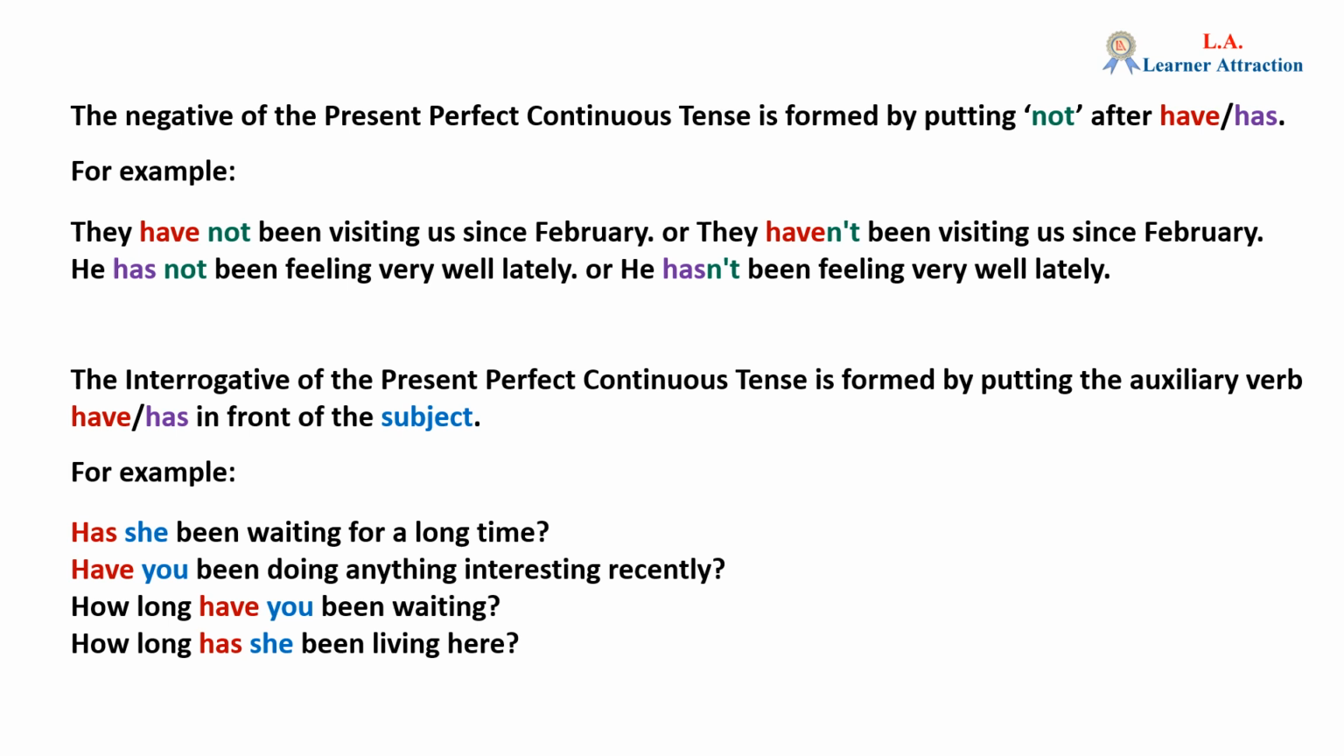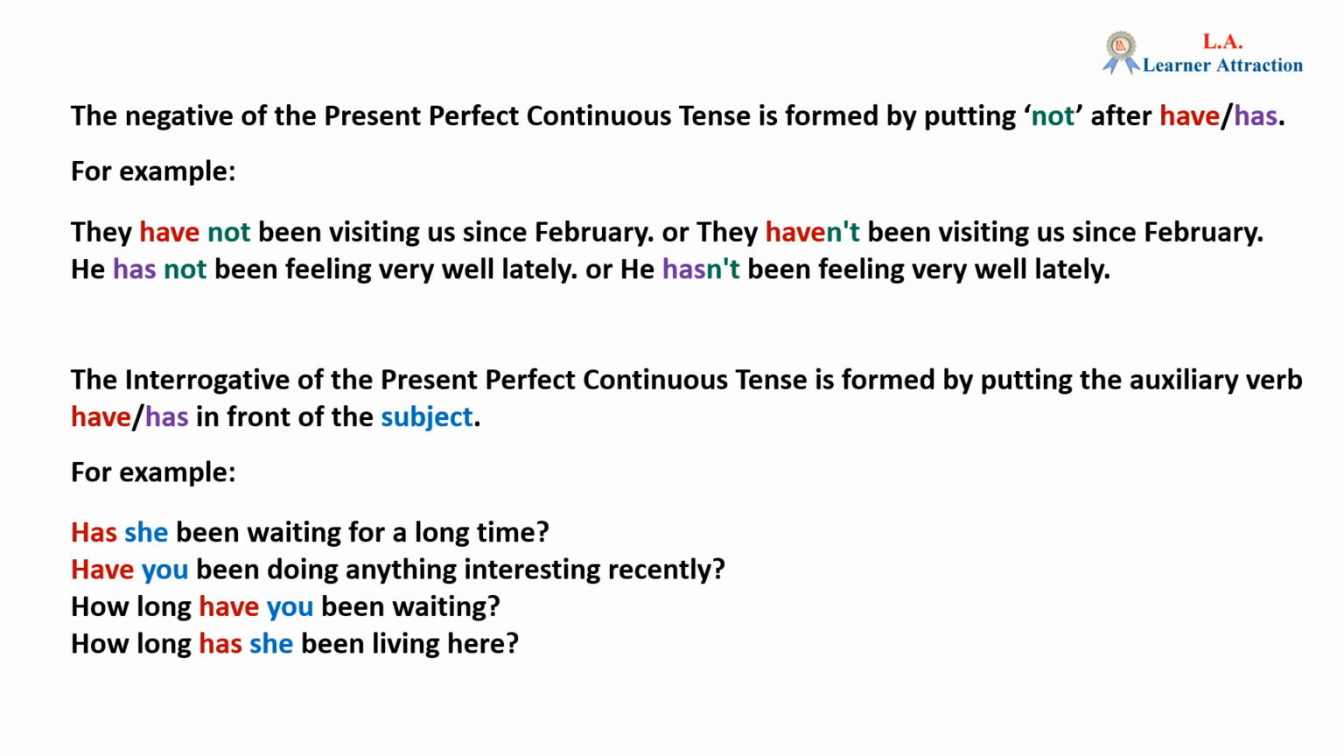The negative of the present perfect continuous tense is formed by putting not after have or has. For example, they have not been visiting us since February. Or, they haven't been visiting us since February. He has not been feeling very well lately. Or he hasn't been feeling very well lately.